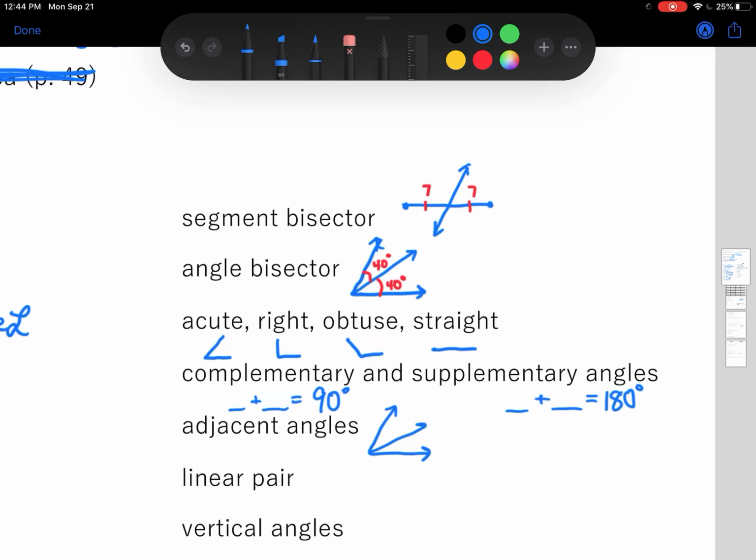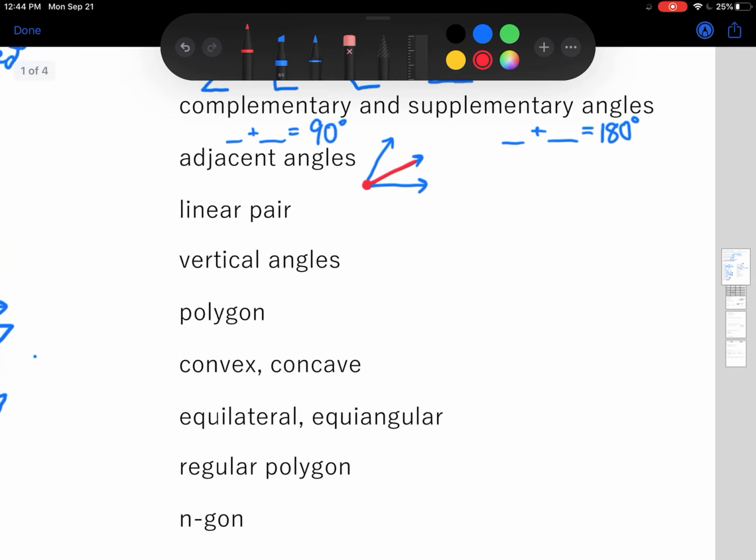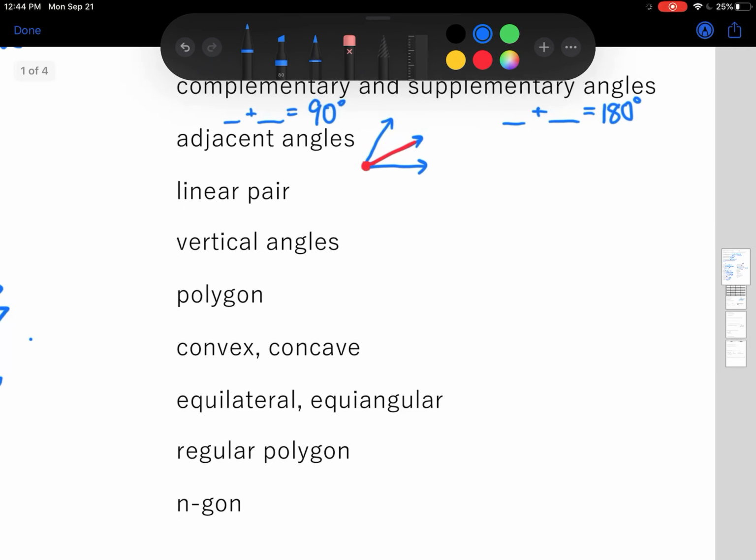Adjacent angles. They're good sharers. They share a vertex and a side. A linear pair. Always looking like this. Two angles that together make a straight angle. They're adjacent to each other.